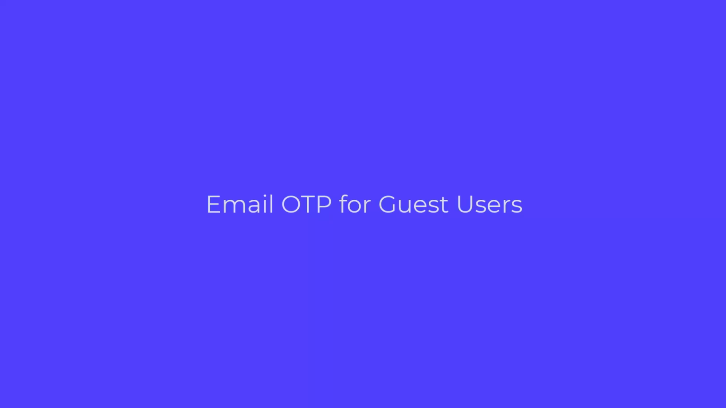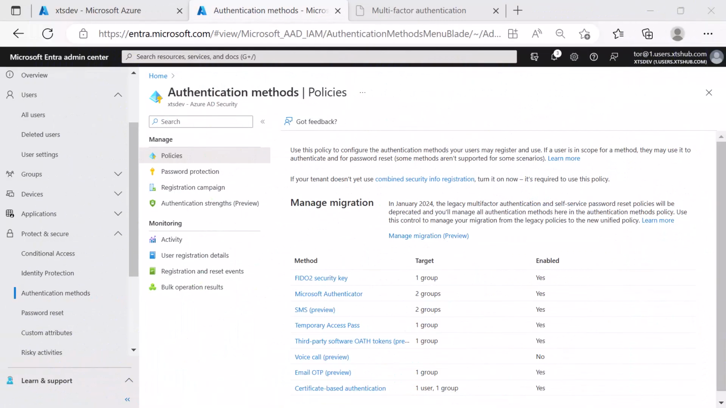Welcome to this section on email OTP for guest users. When you invite someone into your directory, they come in as a guest. They're not authenticated by your directory, they're authenticated by an external directory, such as if you bring someone in from another Azure AD, they'll be authenticated by the other Azure AD. If you bring someone in with a Microsoft account, such as an Outlook account, they will be authenticated by Microsoft. If you bring someone in from a Gmail account, there could be a direct federation that your tenant set up with Gmail, in which case Google will authenticate them. The same with Facebook. You could have set up a direct federation with Facebook, and then Facebook would authenticate them.